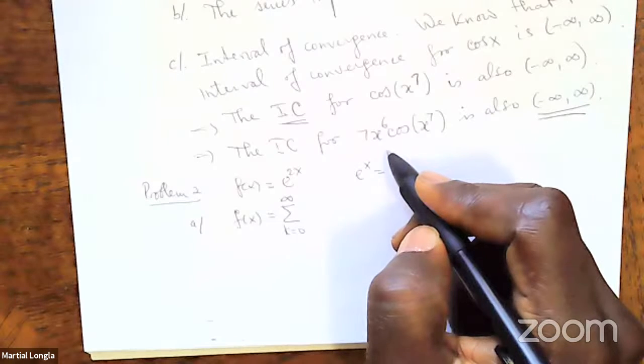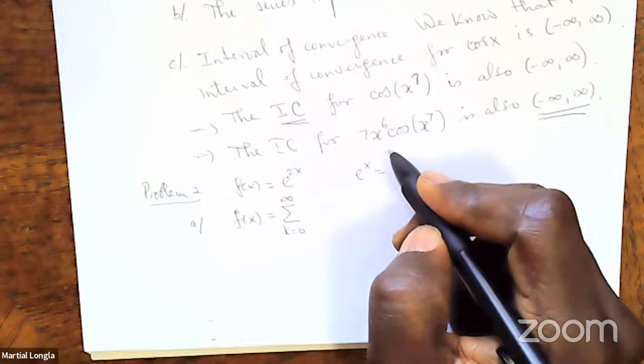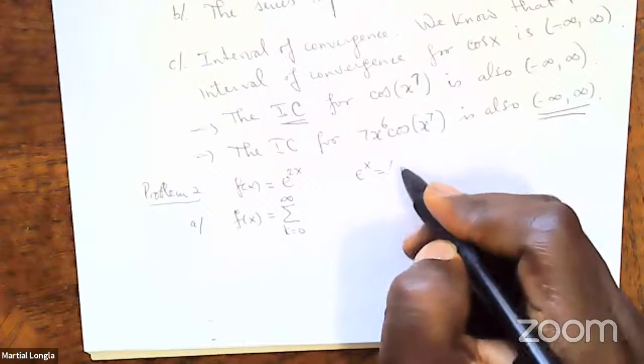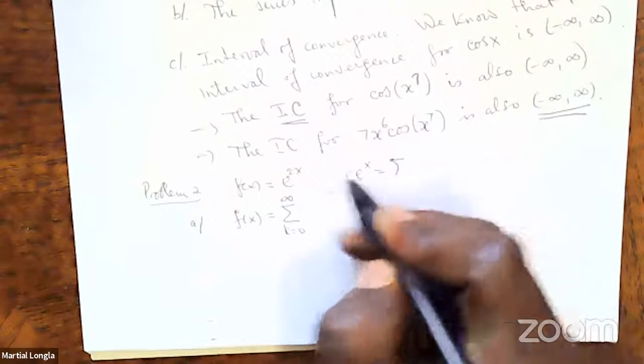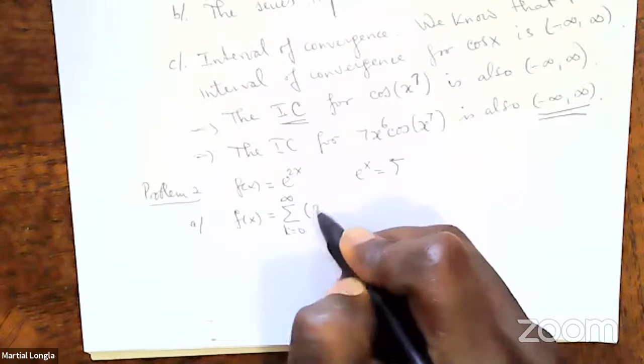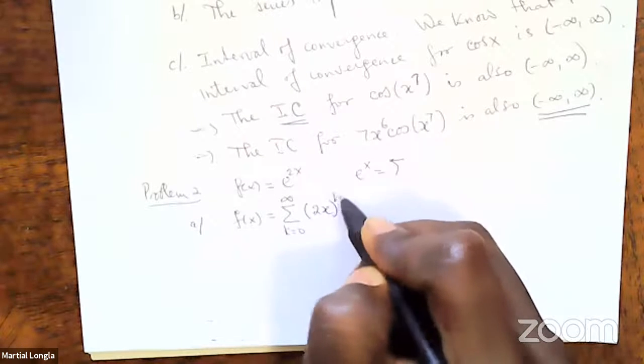We use it in two problems already today. x, it's going to be 2x to the k over k factorial. Right. Thank you.